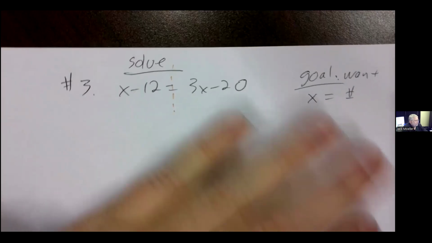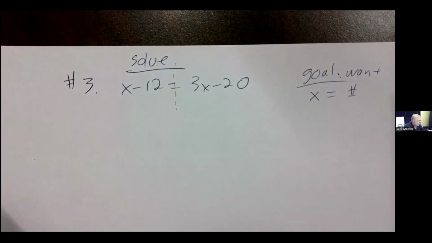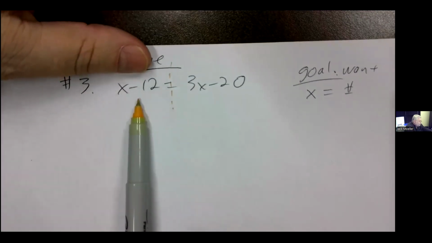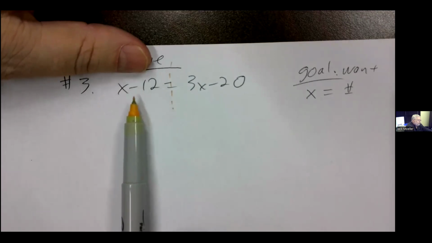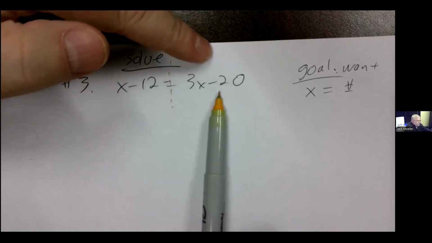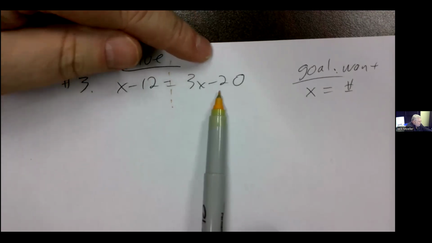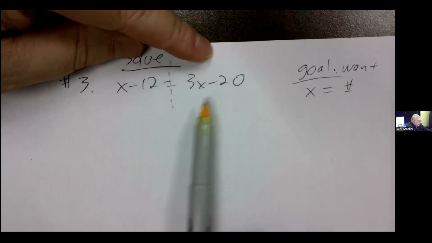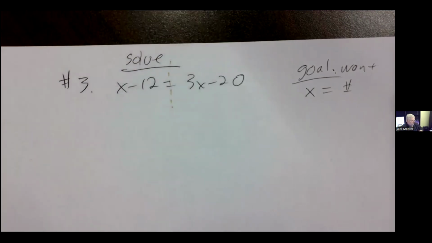One thing you should always do before you actually start the solving process is ask yourself, is there anything on the left that can be done? Which basically means, is there any distribution or combining like terms? And same on the right side. Where possible, you always want to simplify your equations before you start the solving process. Those are unlike terms, no distribution, so we're ready to start solving.